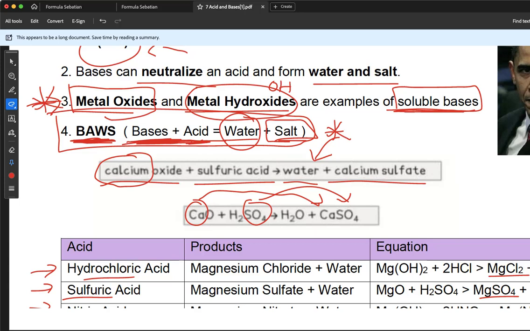Anyone's got any questions for this part here? Very straightforward, nothing much to explain here.